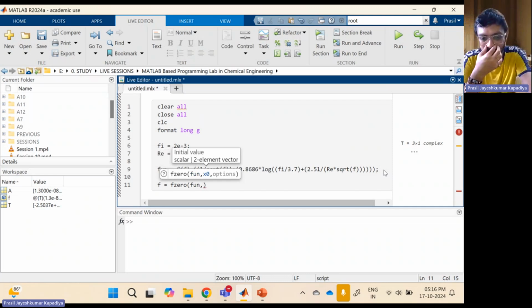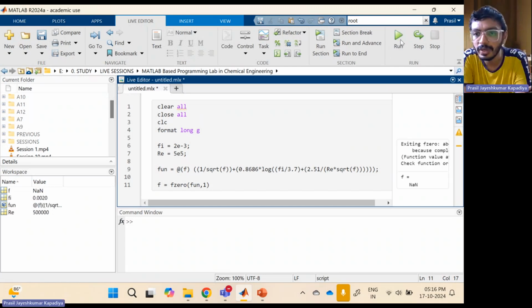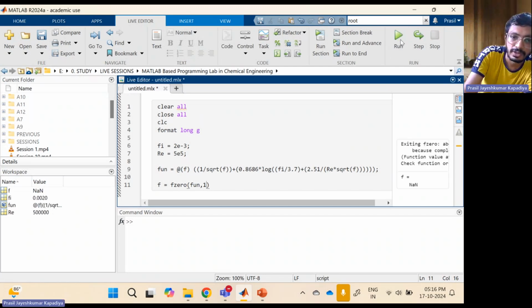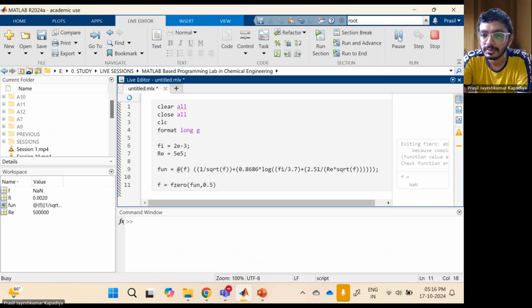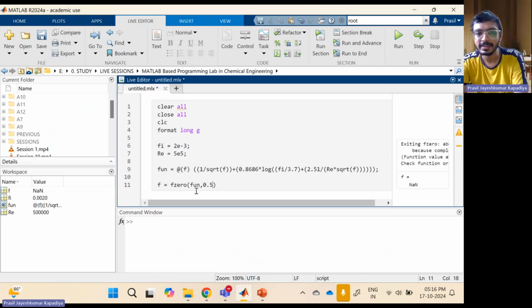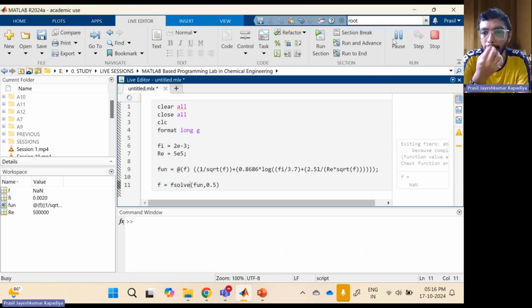So what should we give as initial guess? Let's say I'm giving 1. I don't know if it will work or not. Let's give 1. So when I do it, it's not working with 1. So let me give something, 0.5. Okay, I guess f0 is not working. So let's move on with fsolve and 0.5.